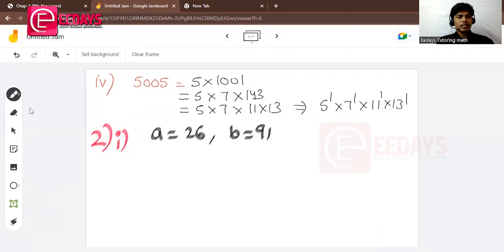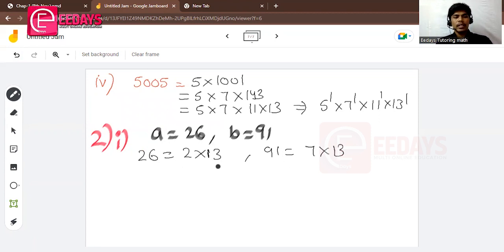So you just write the prime factors. How to write the prime factors for 26? Let's write the prime factors for 26. 26, we can take as 2 into 13. 13 is also a prime number, we just stop it here. And for 91, it is not divisible by 3, 2, or 5. 91 is 7 into 13. Now observe carefully what is common for both. 13 is the only common.